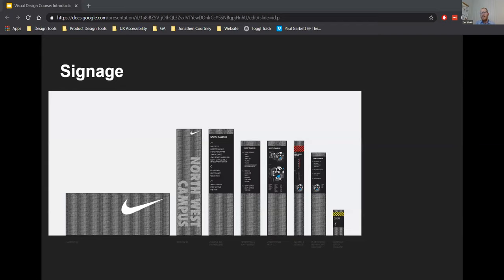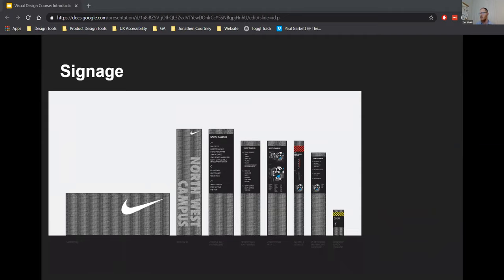And finally, this is signage. Signage design is, take packaging design and then think about it on a very realistic scale, on a one-to-one ratio. So this, for example, was some of the signage done for Nike's main campus, I believe in Portland, by a design company called Pentagram.